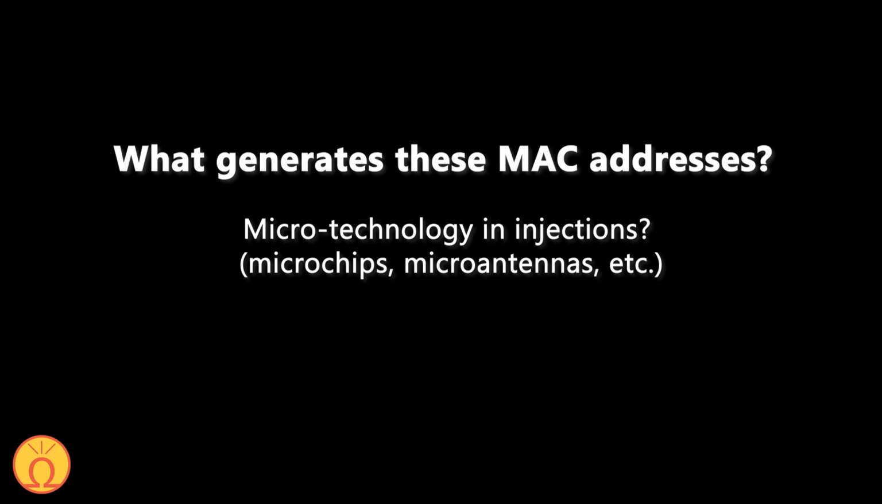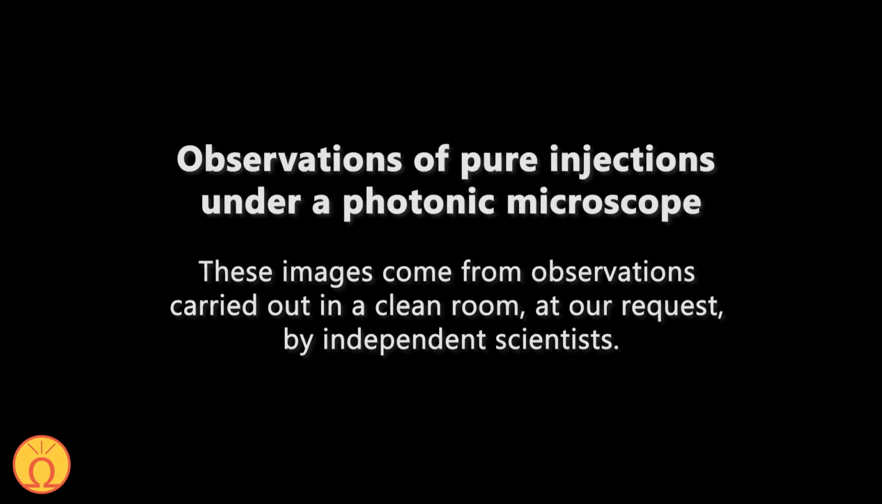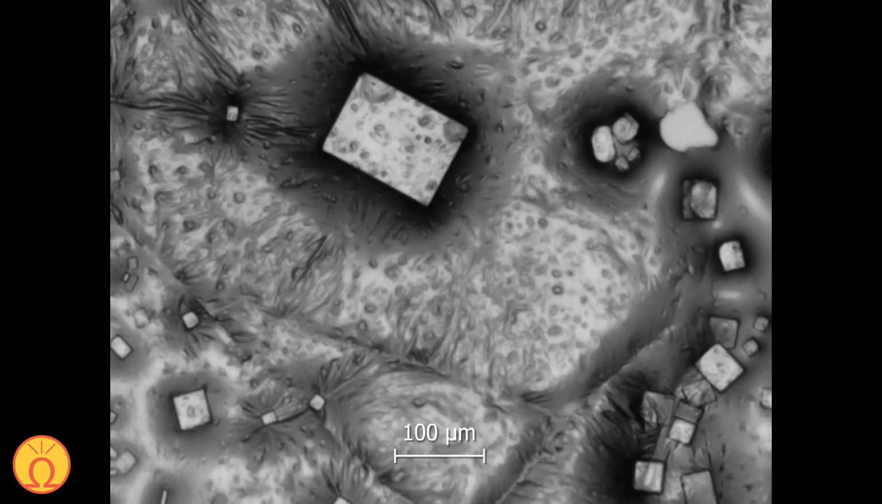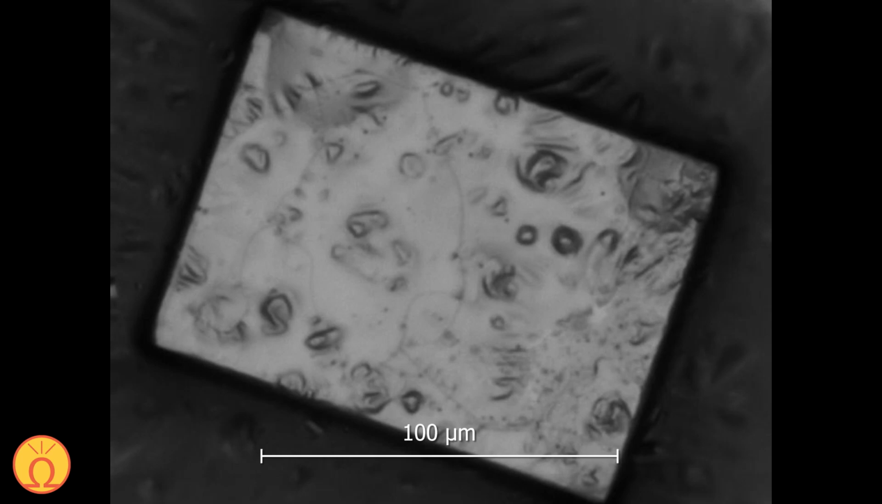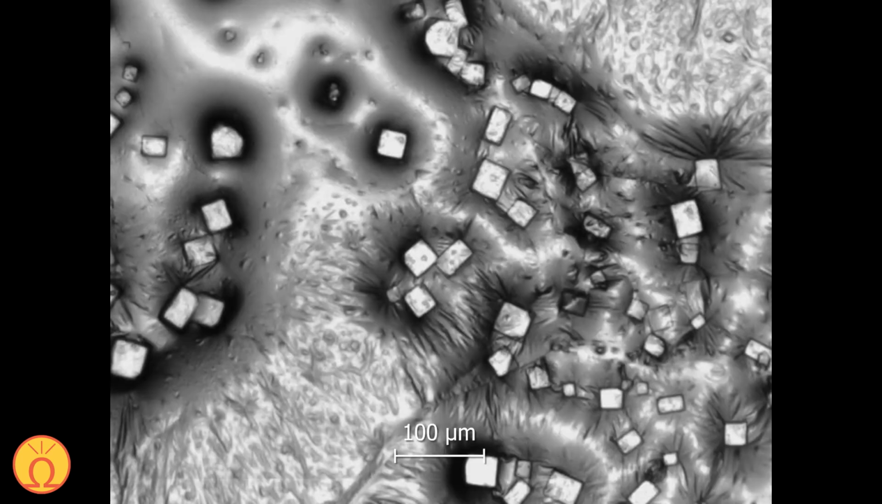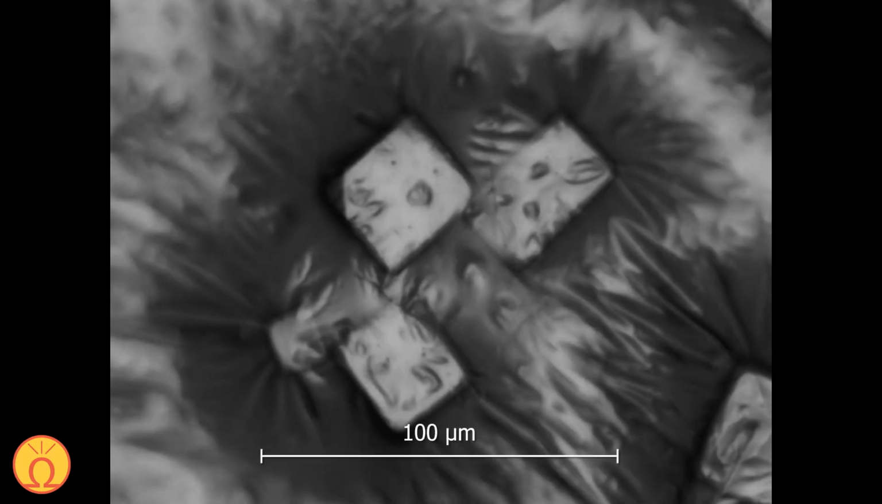Microtechnology in injections, microchips, microantennas, observations of pure injections under a photonic microscope. These images come from observations carried out in a clean room, at our request, by independent scientists. We observe numerous structures, rectangular or square, which could be similar to microchips. They measure less than 10 micrometers for the smallest, and 100 by 150 micrometers for the largest. They all seem to be the same thickness, only a few micrometers.